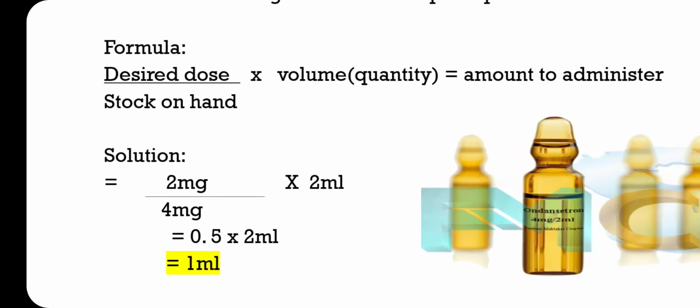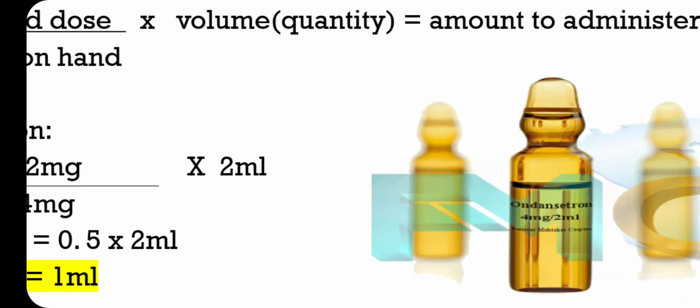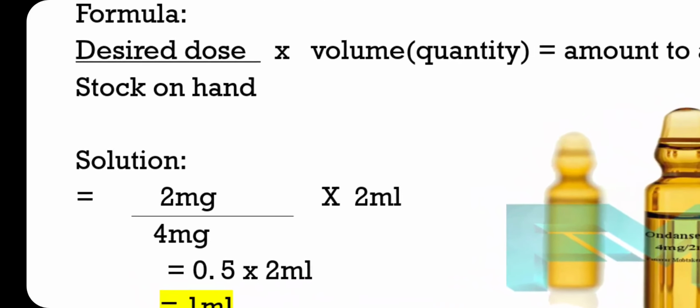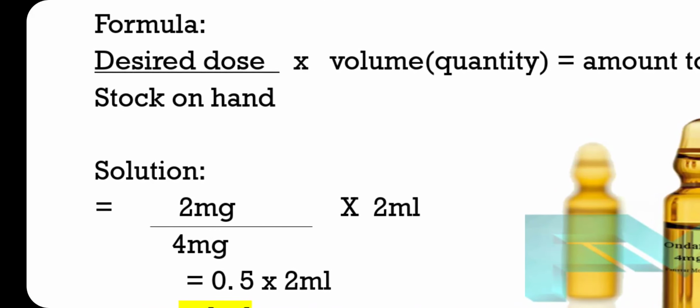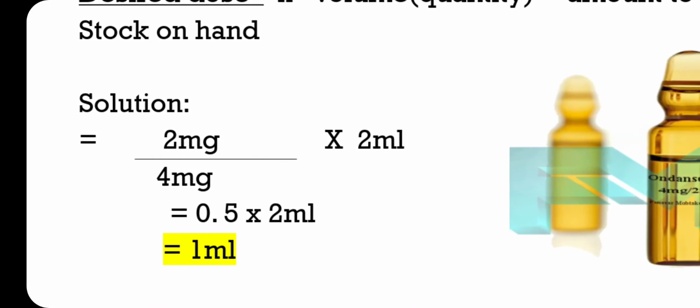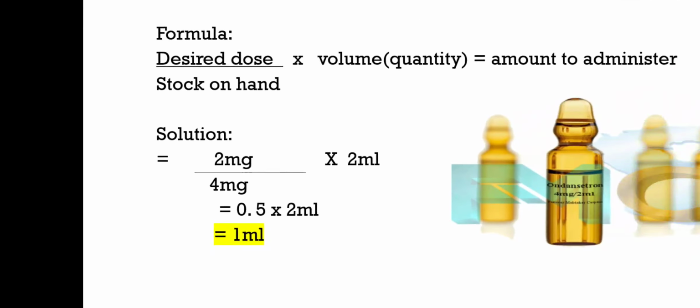So, 4 milligrams, the desired dose is 2 milligrams, and then the volume is 2 ml kasi nakalagay dito is 4 milligram per 2 ml. So, 2 milligrams divided by 4 ml times 2. So, it's 0.5, meaning 1 ml lang po ang tatanggalin natin dito kasi, that will be equivalent of 2 milligrams.